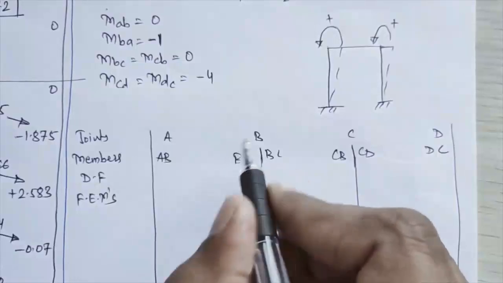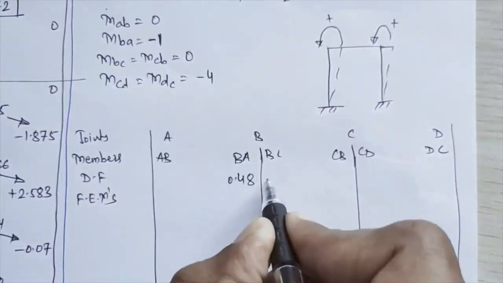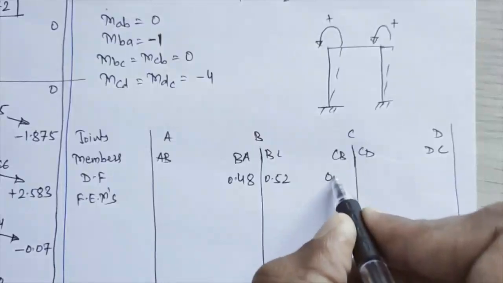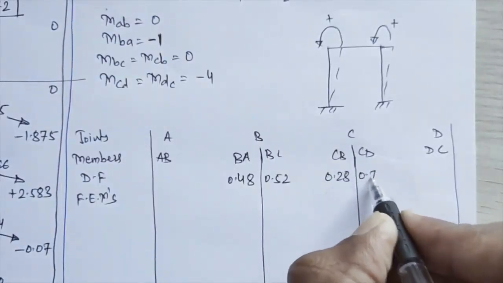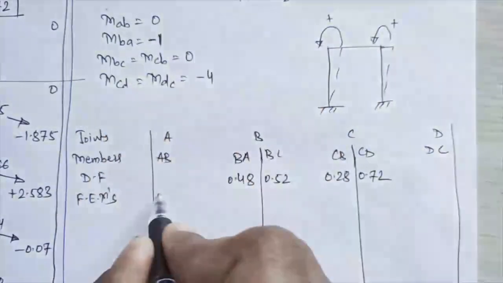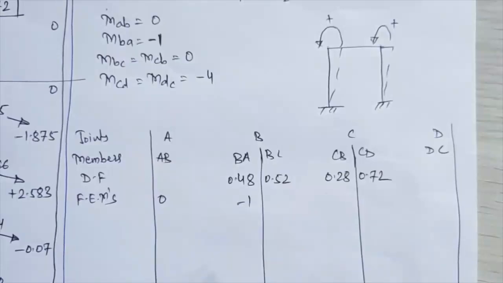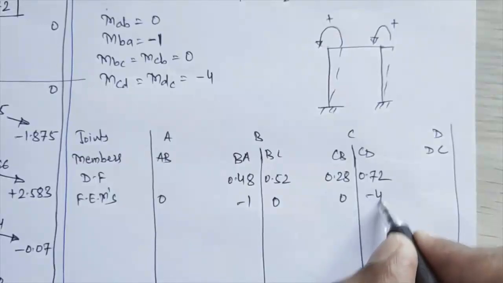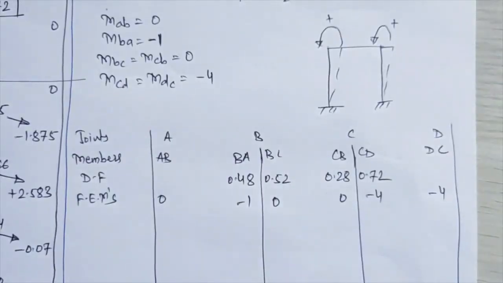The distribution factors are again the same as we wrote earlier: 0.48 and 0.52, and here 0.28 and 0.72. Now I'll write the fixed-end moment values. AB I am having 0, BA I am having -1, BC and CB both again 0, and CD and DC I am having -4 and -4.